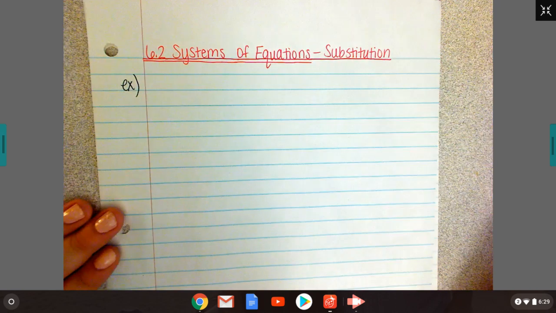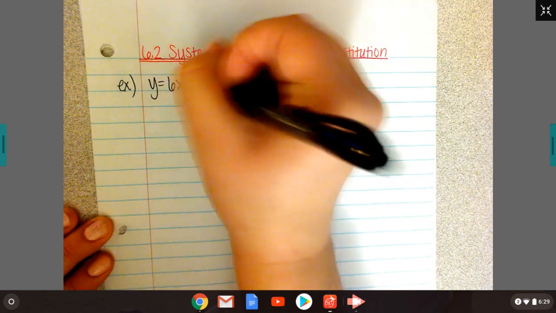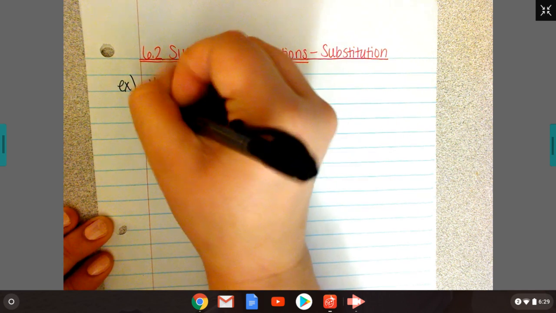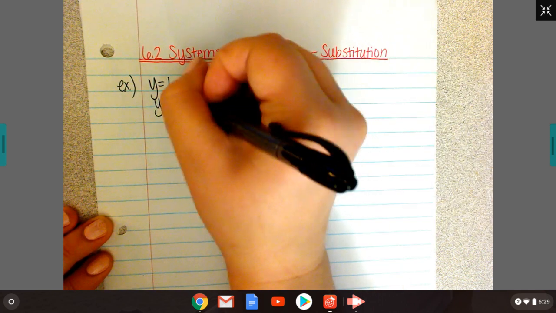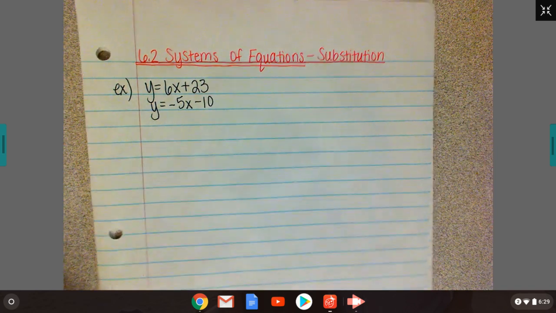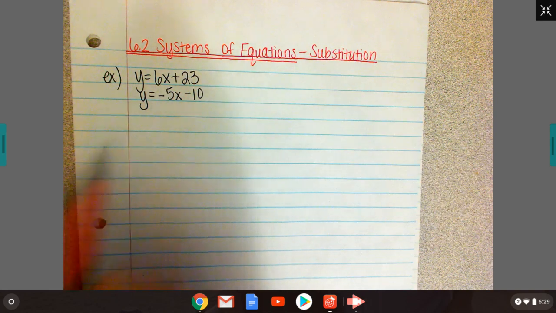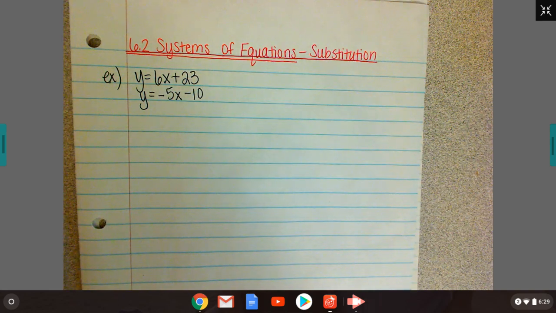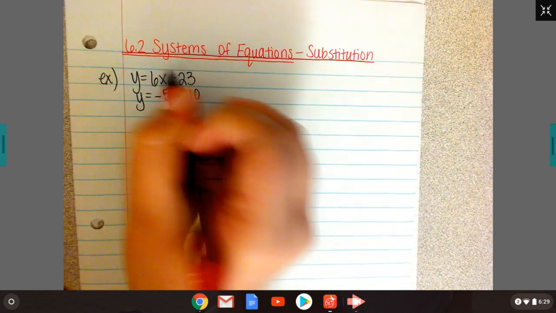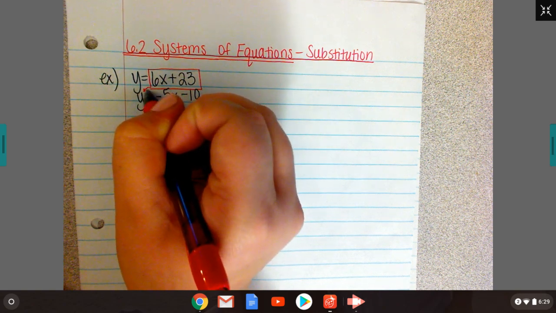So the first one is when they're both already solved for y. So if I had y equals 6x plus 23 and y equals negative 5x minus 10. When solving with the substitution method, our game plan is to either have x or y already solved for, or solve for it, and then we can set that inside of the other one. So notice these are both solved for y, so I can put this guy into there.